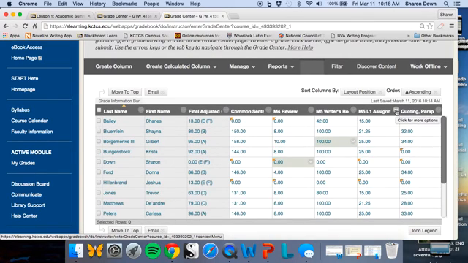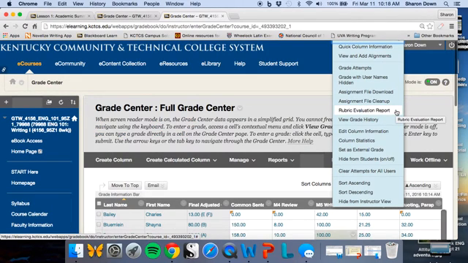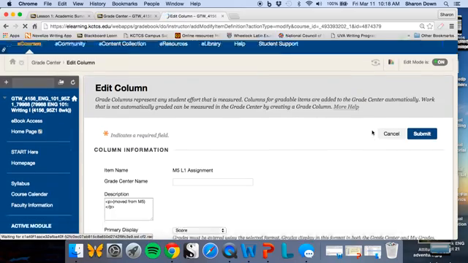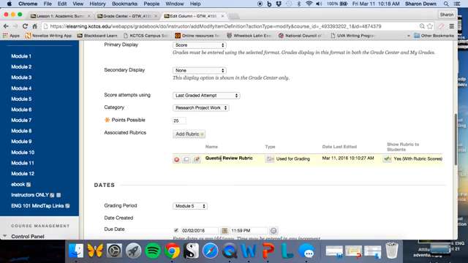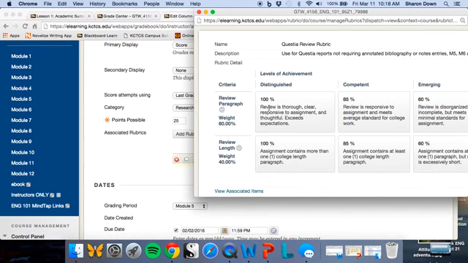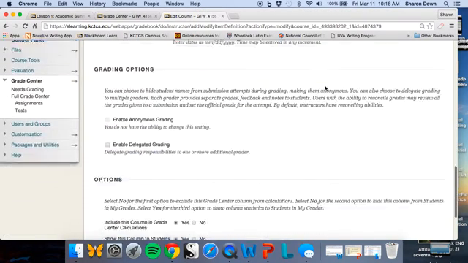You can change or check the rubric if you notice that it's wrong by clicking here and editing the column information. And you go in here and you can see which rubric is attached. This is the Questia review rubric, so that's correct. And this is what it looks like if you want to see it. It's the review paragraph and the review length. So I'll get out of there.